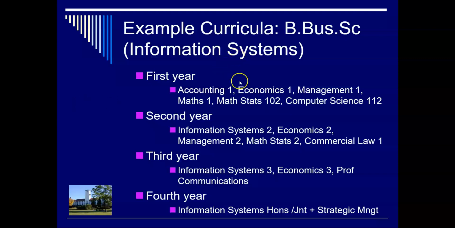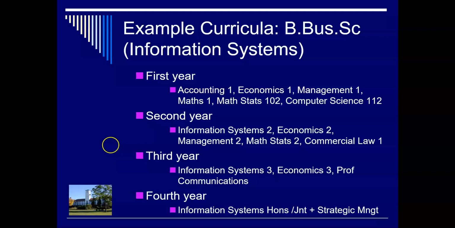Just so that you don't get worried about the number of courses that you're required to register for, don't forget that Mathematical Statistics 102 is a 6-month, 1-semester course, and Computer Science 112 is also a 6-month, 1-semester course. In the second year, you will take Information Systems 2, Economics 2, Management 2, Maths Stats 2, and Commercial Law 1. And in the third year, you'll take Information Systems 3, Economics 3, and Professional Communications. And finally, in the fourth year, you'll take Information Systems Honours or Joint Honours together with Strategic Management.